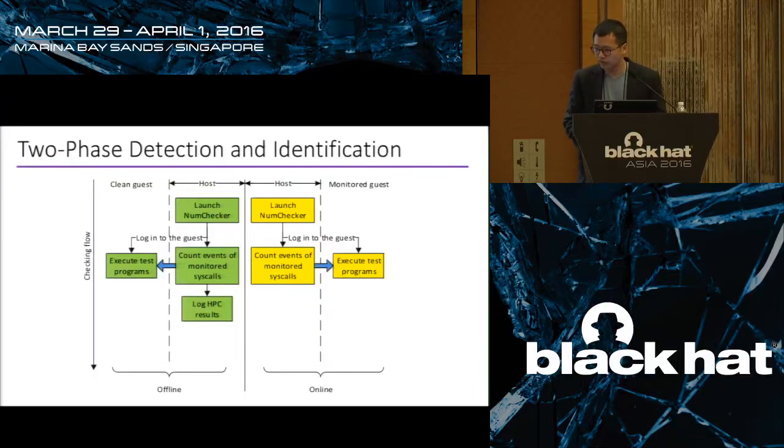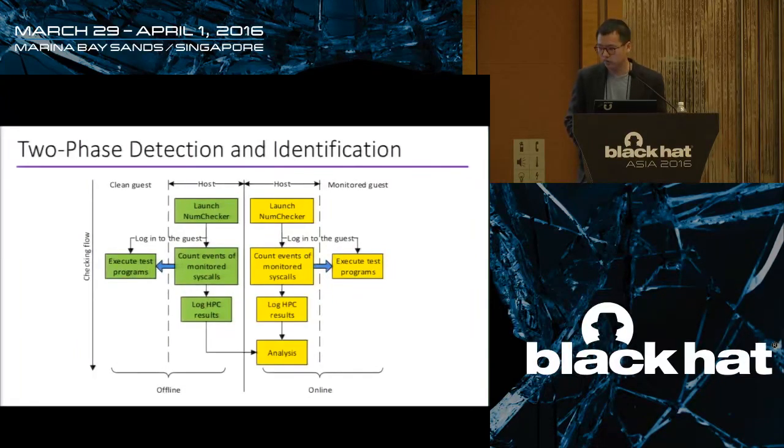Now, in the offline phase, we use the HPC reading results as a reference model. Then at the online phase, when we want to detect whether the system has a rootkit or not, we launch Numchecker, and then we monitor the syscall and the hardware event, right? By executing the test program. And then we log those results and compare with the reference model, okay? So this is a very high-level flow.